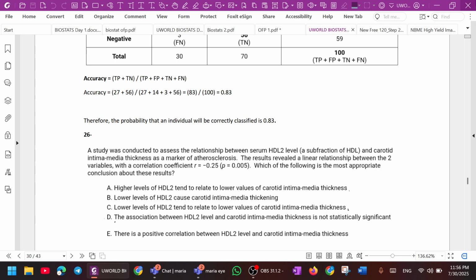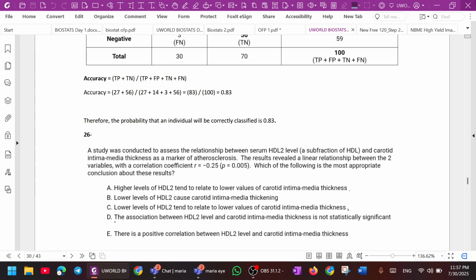So is the answer A? You think so? Yes. Okay. Why is it not B? Because both of them are in the same direction. Lower level HDL2 causes carotid intima thickening, and lower level causes lower values of carotid intima thickening. Okay, that's why it's not C. Okay, good. Why is it not B? It is lower. It is not the correlation type.